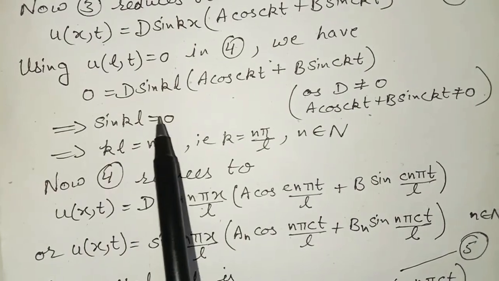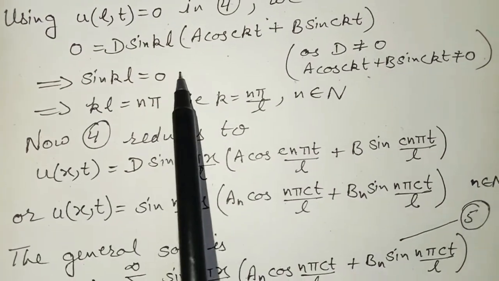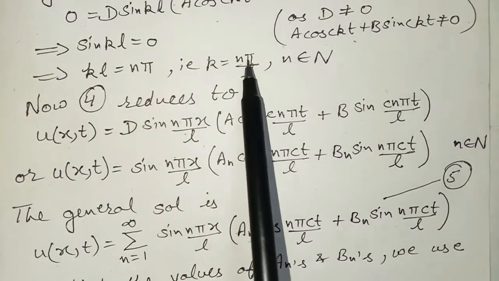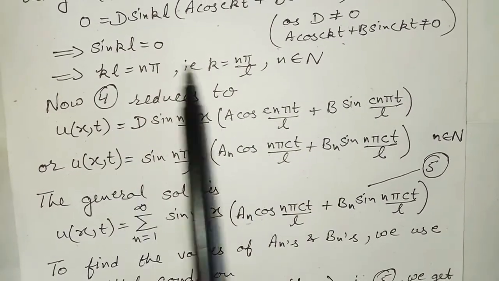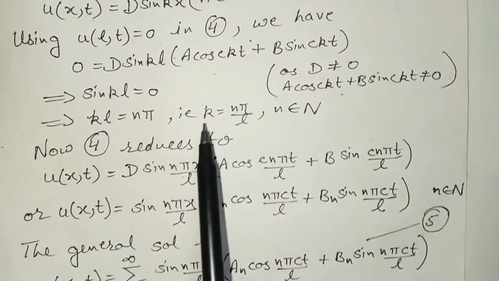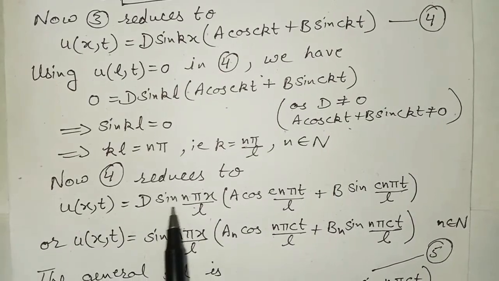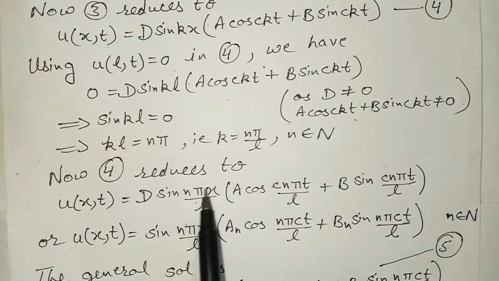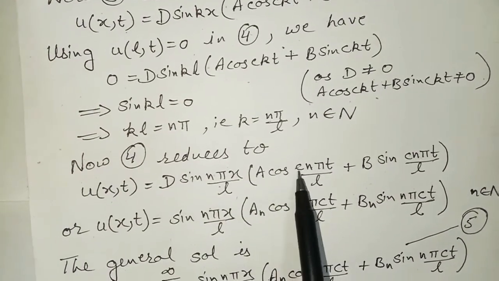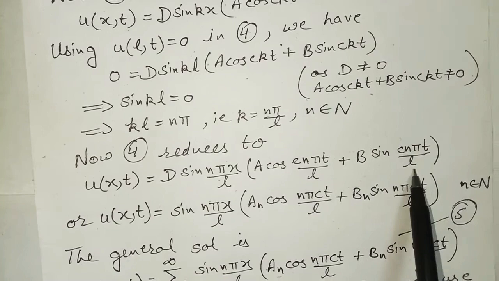So sin kl must be 0, and sin kl equal to 0 gives k is n pi by l, where n is a natural number. So now we substitute this value of k in equation number 4. Then 4 reduces to u(x,t) is equal to d sin(n pi x by l) times [a cos(c n pi t by l) plus b sin(c n pi t by l)].